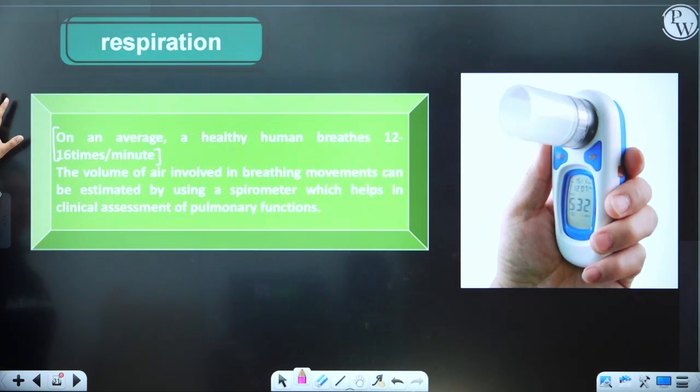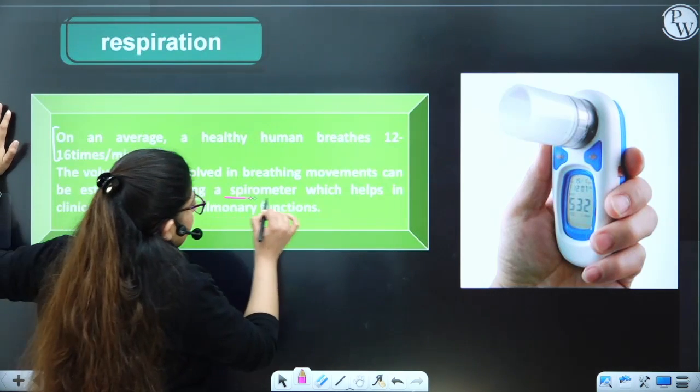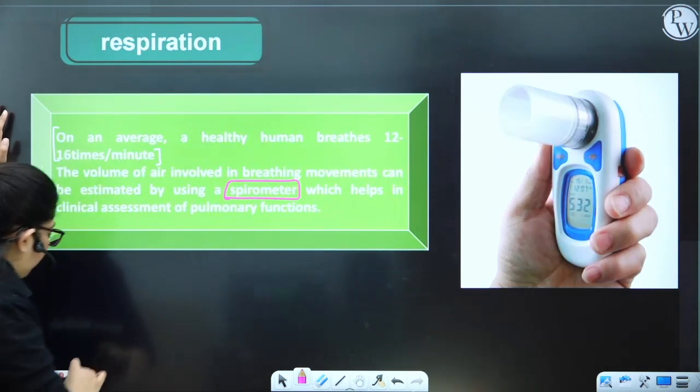If I say on an average, a human breathes around 12 to 16 times per minute, right? So what will it be? It will be the rate of breathing. Fine. Okay. So if someone asks you which instrument helps you to estimate the volume of air involved in breathing movements, then what will you say? You will say it's a spirometer.